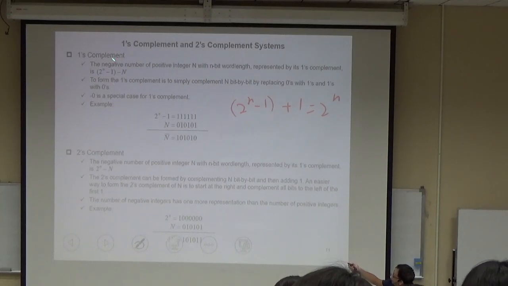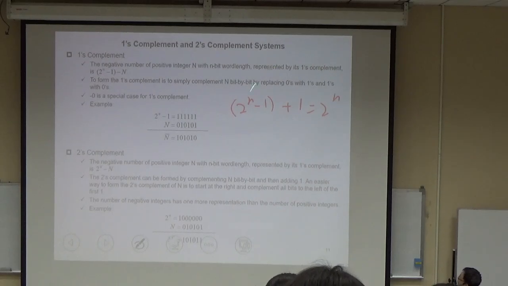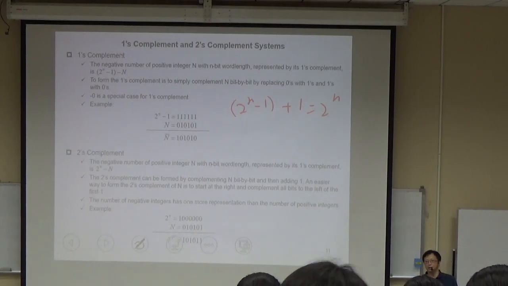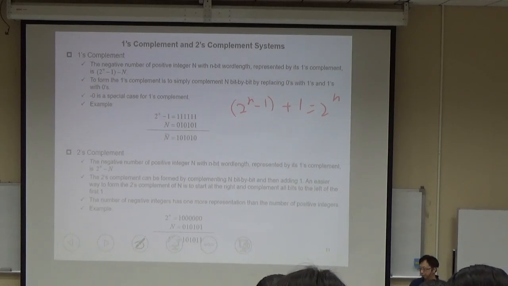So in one's complement, the negative number of the positive integer n with n bits is represented by this; the one's complement will become this expression. Okay, that's just what was mentioned before. So that's a definition. To form the one's complement, simply complement n bit by bit, by replacing 0 with 1 and 1 with 0. Just a simple, straightforward way to convert 0 to 1 and 1 to 0. That's the one's complement system for a negative number.